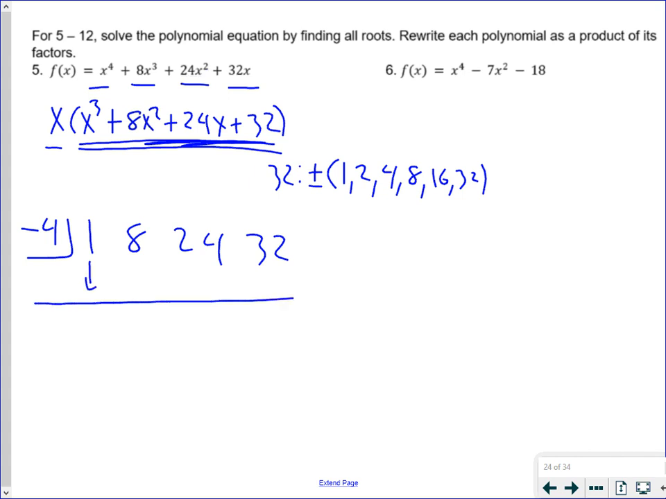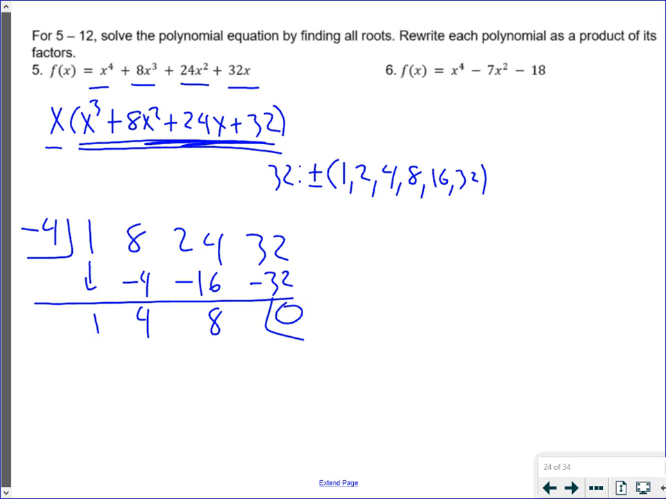We'll drop down to 1. -4 times 1 is -4. 8 plus -4 is 4. 4 times -4 is -16. 24 plus -16 is 8. 8 times -4 is -32. And we get a remainder of 0.